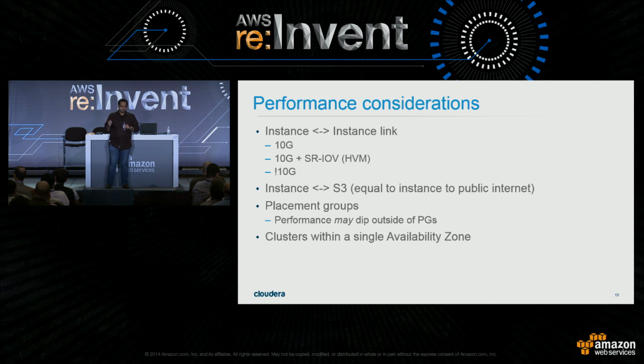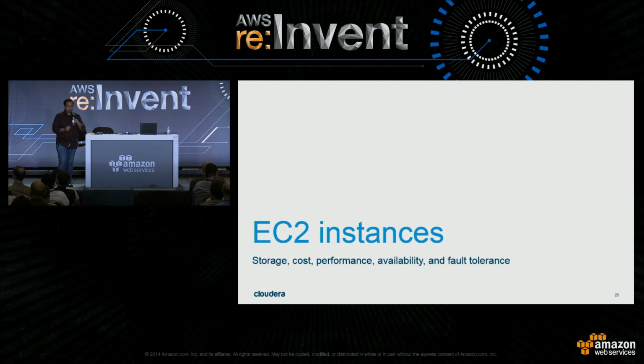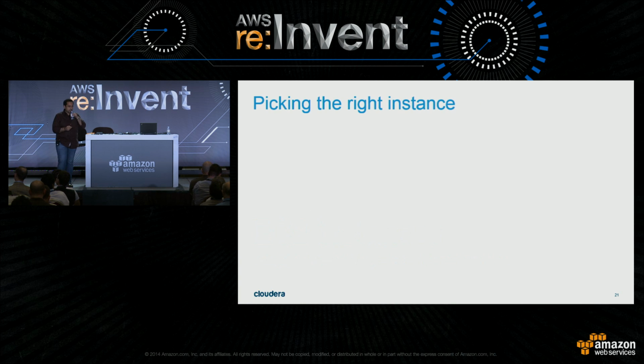And also inside a single availability zone, right? So we don't recommend you deploy clusters across availability zones. Now, having said that, that is sort of an anti-pattern when it comes to deploying in AWS, because going across AZs is the recommended way for high availability. As it stands today, Hadoop can't really leverage that very well. And you'll see a significant performance drop when you're going cross AZ. Let's talk about the different EC2 instances.